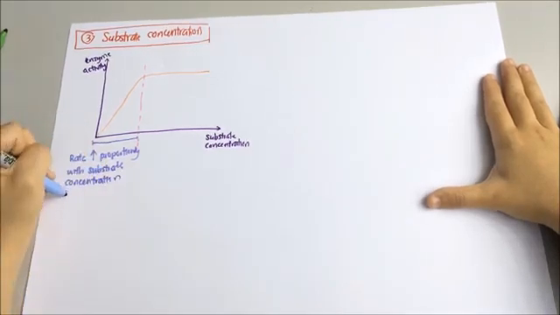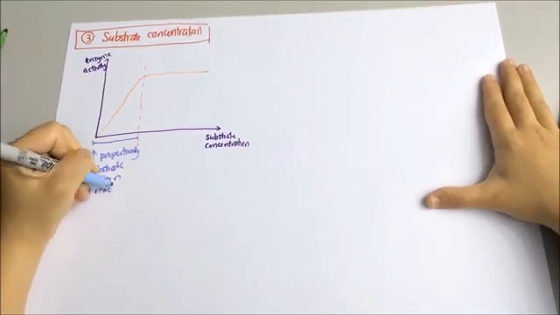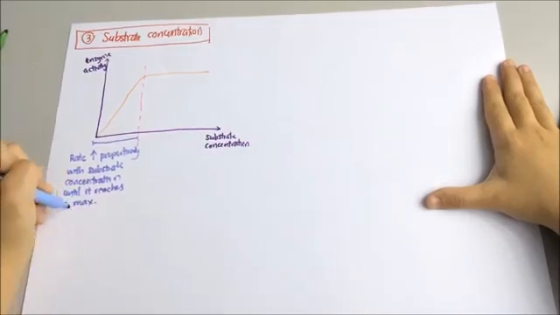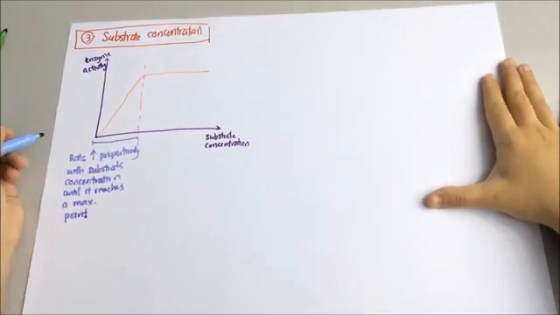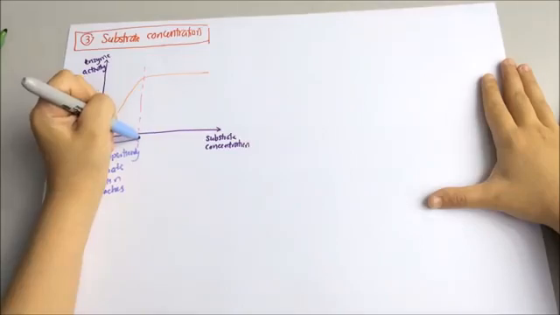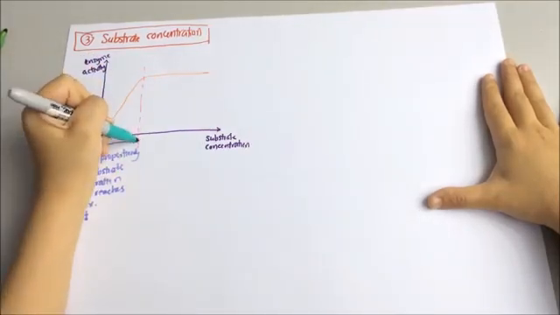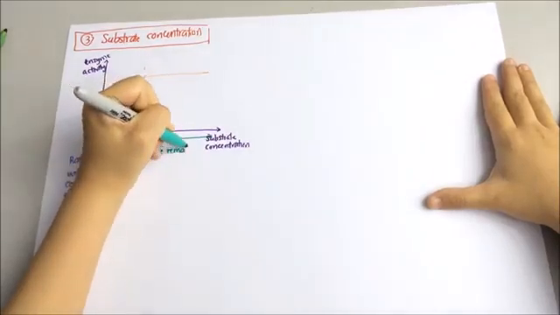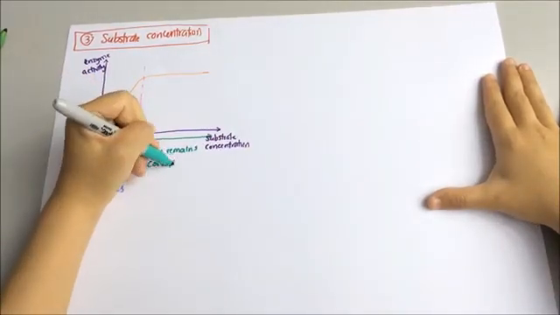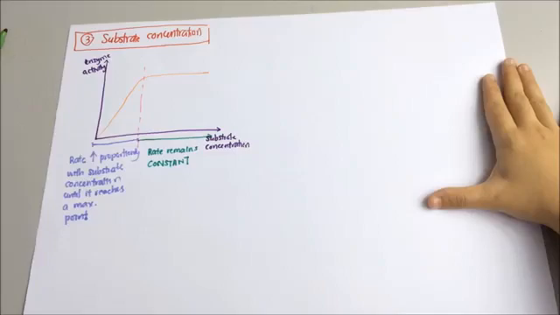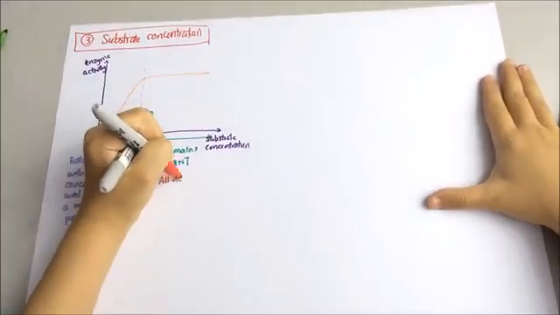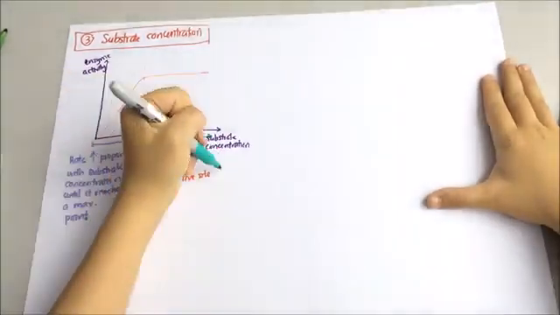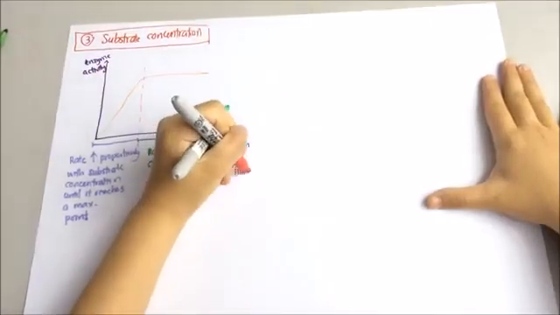This is because as you are adding more substrate in your solution, there will be higher chances of collision between the enzyme and substrate. Therefore, more enzyme-substrate complexes are formed. Beyond a certain concentration of substrate, you can no longer get any increase in enzyme activity. The rate of reaction remains constant.